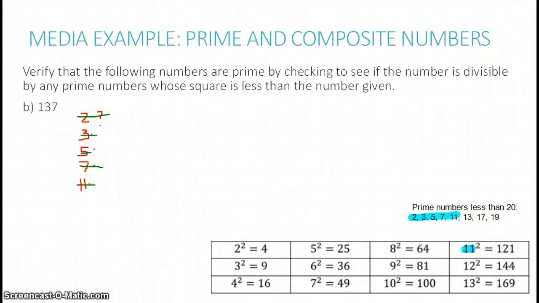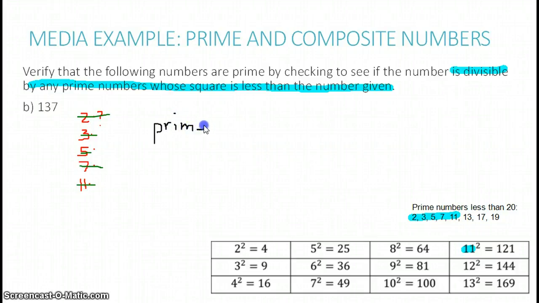So since 137 is not divisible by any prime numbers whose square is less than the number given, namely 137, that means that it's prime. So we have verified that this number is prime. Okay? And notice how great that really is. 137 is a rather large number. We only had to check to see if it was divisible by 1, 2, 3, 4, 5 numbers. We didn't have to check all the way up to 137 because we learned the square rule. Okay, so that made us only check up to 11.